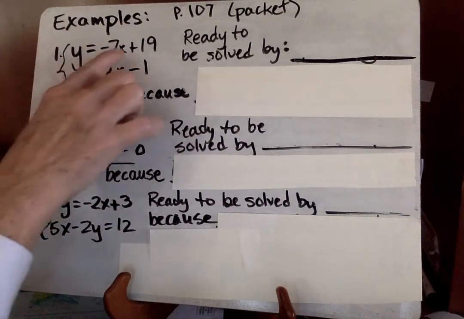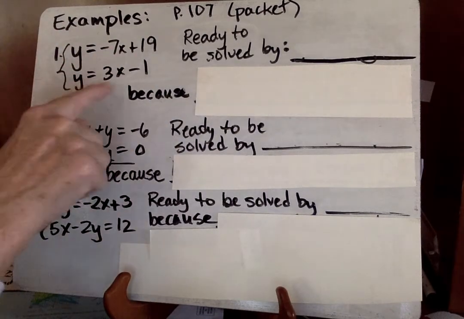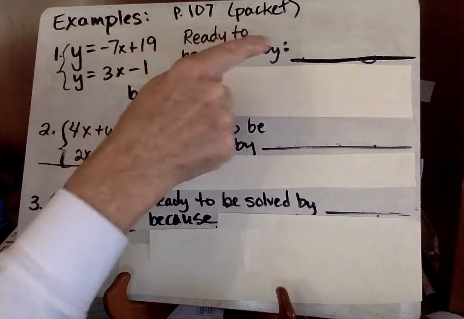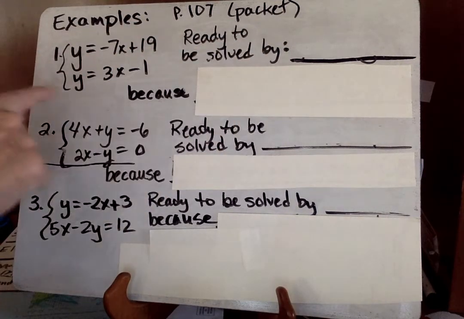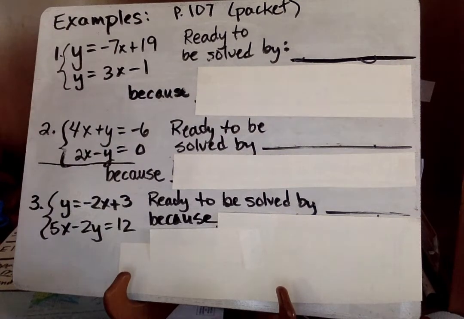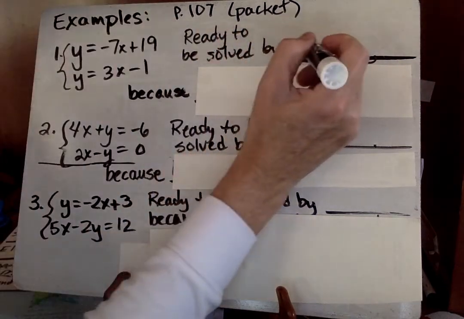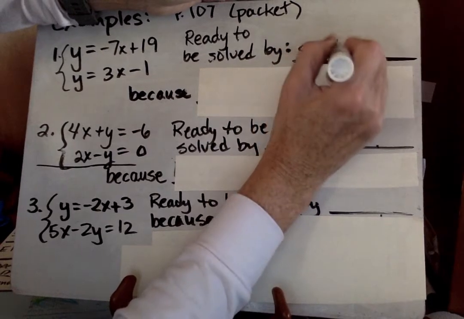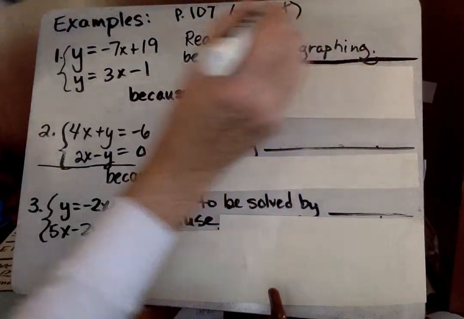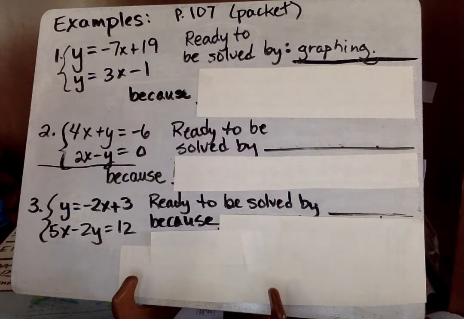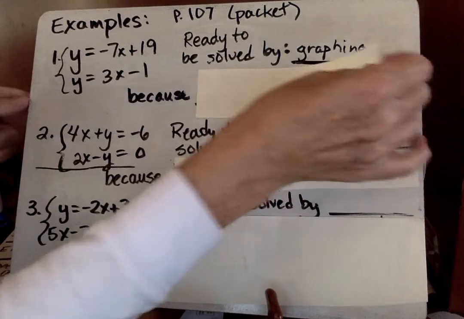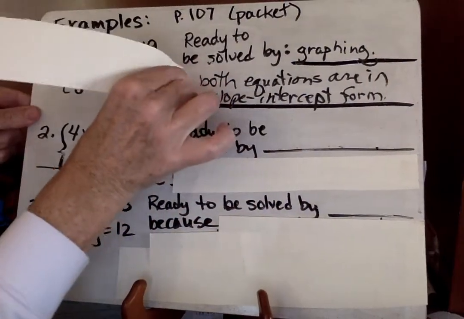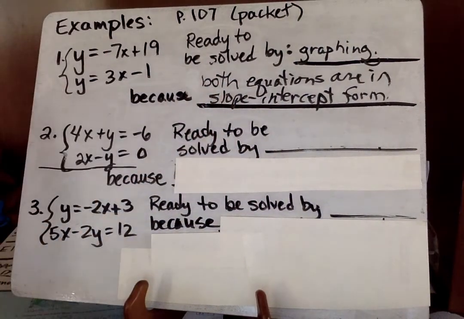So number 1 in the packet says y equals negative 7x plus 19 and y equals 3x minus 1. And it's ready to be solved by what? We look at the equations. They're both solved for y. So if both of them are solved for y, it's ready to be solved by graphing. And you say, why is this? And it's because they are both in slope-intercept form. So both equations are in slope-intercept form, and there you go. That's when you want to graph, okay?